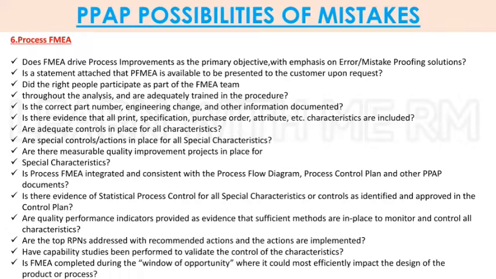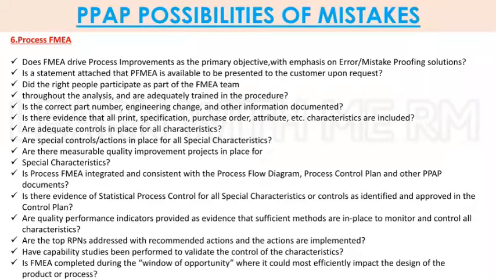Characteristics are included? Are adequate controls in place for all characteristics? Are special controls, actions in place for all special characteristics? Are there measurable quality improvement projects in place for special characteristics? Is process FMEA integrated and consistent with the process flow diagram, process control plan and other PPAP documents?